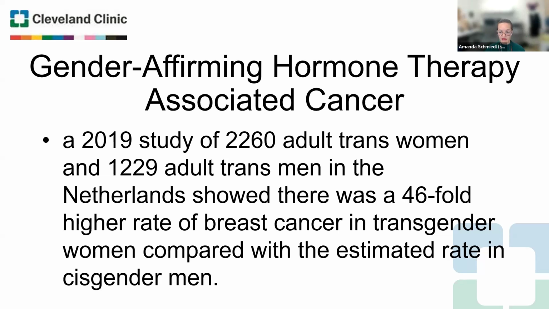Given that mammary development in transgender women on gender affirming hormone therapy is histologically identical to cisgender women. So when a transgender woman starts gender affirming hormone therapy or feminizing hormone therapy, that breast tissue that develops is histologically, or molecularly, cellularly identical to cisgender women. And we know that cisgender women have a higher risk of breast cancer than cisgender men. And so that is kind of where that association lies.